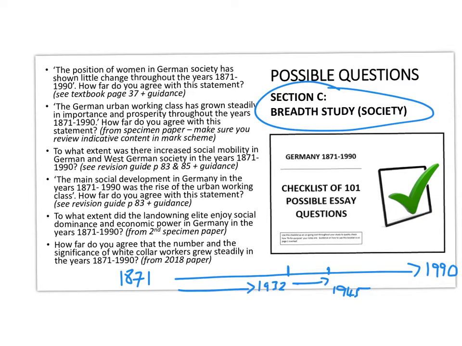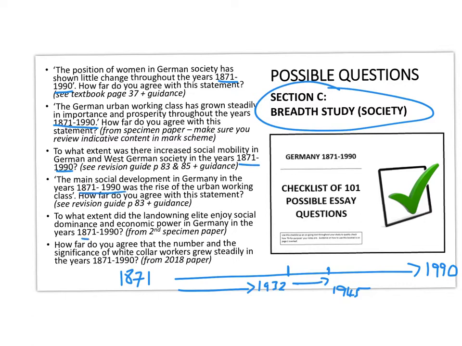So, a quick look at the questions that have appeared in various places, mainly the revision guide, but also, as you can see, the second specimen paper, the first specimen paper, and the 2018 actual paper. All of these are section C type questions, and all of them cover the whole 120 years. You can see that very clearly there.